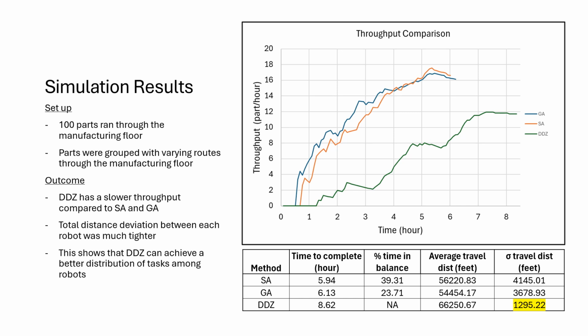This can be explained by DDZ not being able to load share, which is a feature in GA and SA that allows robots to bypass transfer stations and deliver parts into the next zone. DDZ, however, was able to achieve a much better distribution of tasks, which is shown with the deviation in total travel distance. This 68.7% decrease shows that AMRs were able to move at a similar rate throughout the simulation. This could be very useful in a real-world application of DDZ, since it will be easy to design a charging and maintenance schedule around the robots.